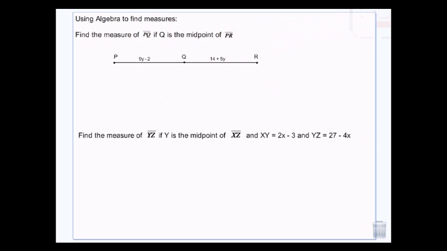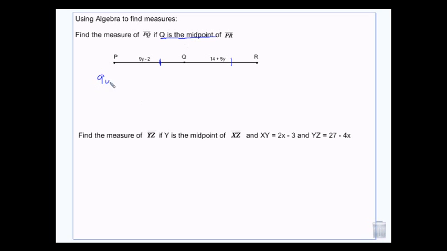Algebra. You know how before we had one piece plus the other piece equal the whole, and that's the word we saw was between. K is between J and L or whatever. Here we have Q is the midpoint. When I see midpoint, what that tells me is this piece and this piece are the same length. So instead of saying one plus the other equals the whole, like I did with between, I have this piece equals this piece. Does that make sense? Because they're the same length.